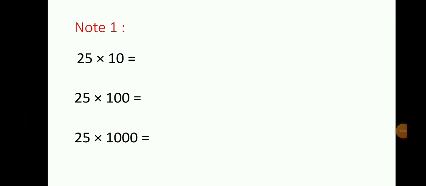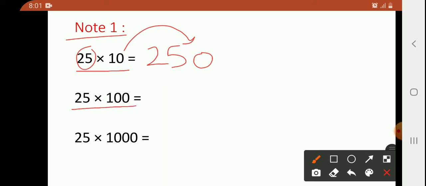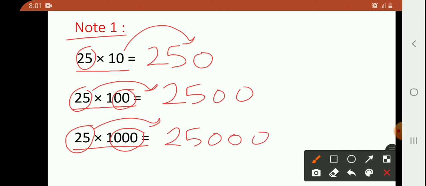Okay students, now note number 1. If we have 25 times 10, then the product will be 25 ومنحط 0 هون 250. 25 times 100, the product will be 25, we have 2 zeros, 2500. If we have 25 times 1000, the product will be 25 ومنزيد 3 zeros, 25,000.